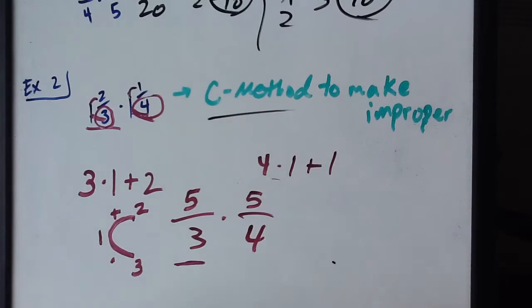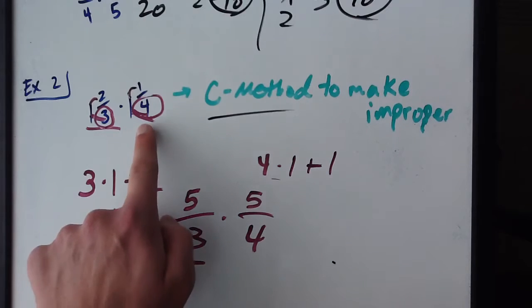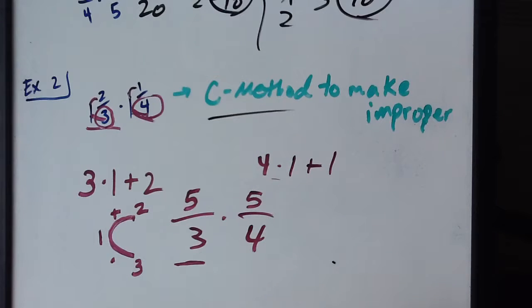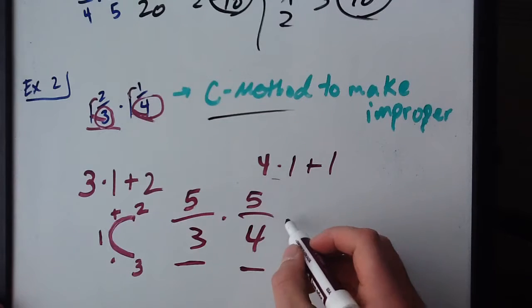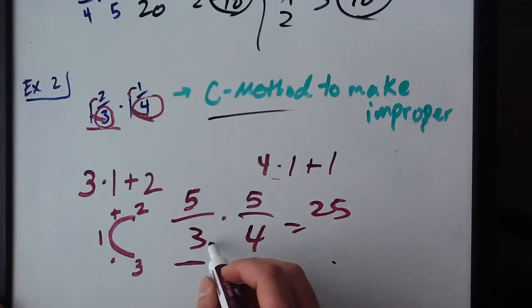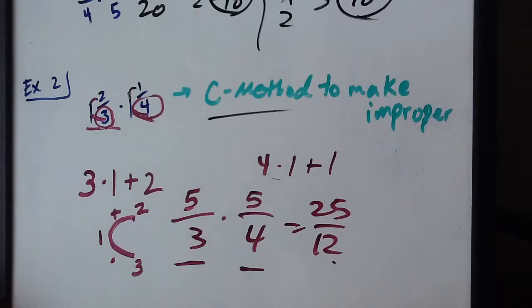Okay, so here I have 5/3, that's the same as 1 and 2/3, times 5/4, that's the same as 1 and 1/4. Now I can multiply as normal. All right, now I have nothing I can cross simplify. I cannot cross simplify 5 and 4. I can't cross simplify 5 and 3. So I'm just going to multiply across. 5 times 5 is 25, and 3 times 4 is 12. So I have 25/12 as my answer.